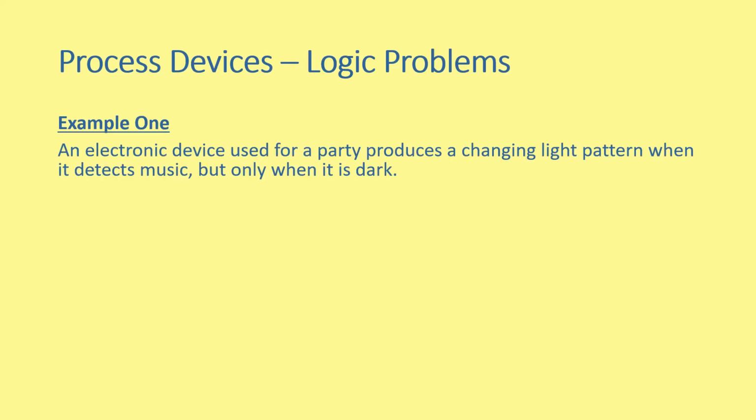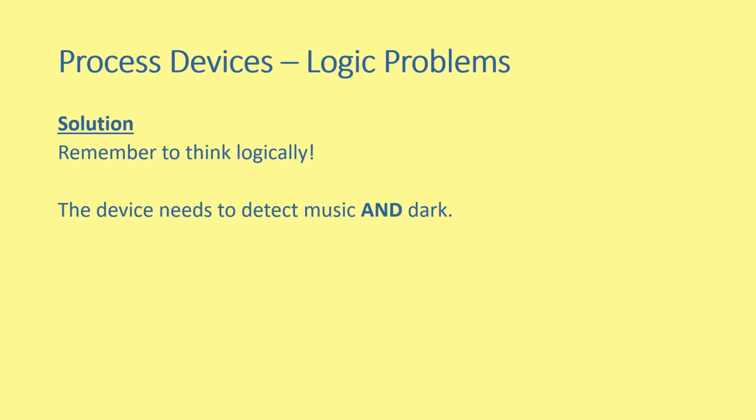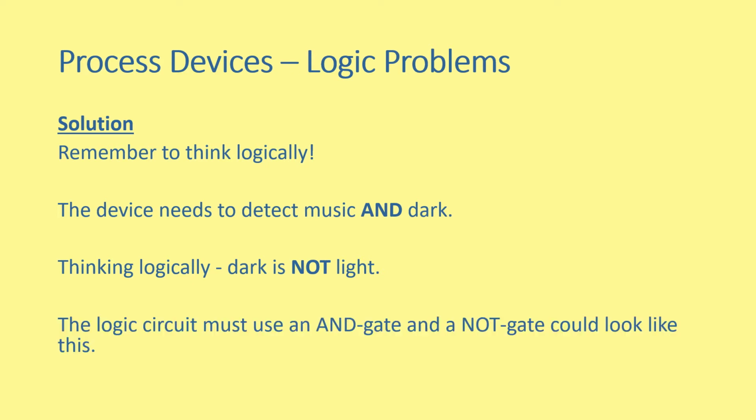Here's an example. An electronic device used for a party produces a light-changing pattern when it detects music, but only when it's dark. We need to draw the logic circuit for this electronic device. Remember to think logically. The device needs to detect music and dark. Think logically. Dark is not light, so we want to use a NOT gate here.